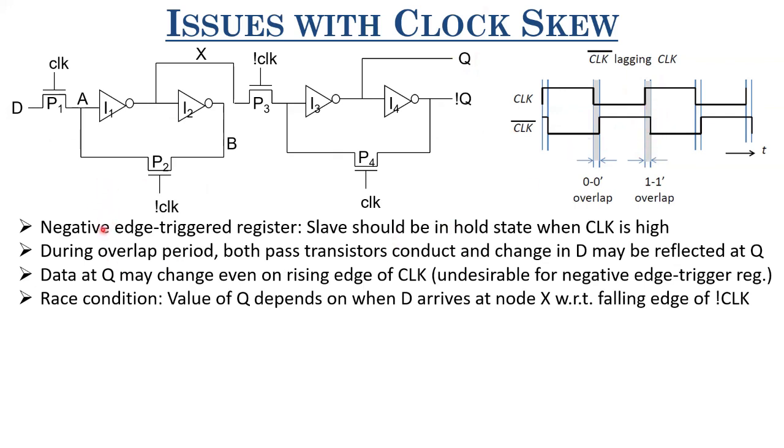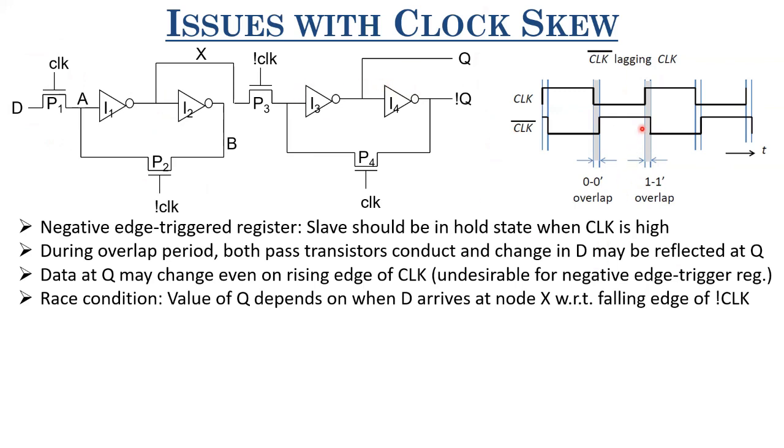So this is the race condition, that is, the value of Q here depends upon whether D has arrived at X before the falling edge of clock bar. If it has arrived before the falling edge of clock bar, then it may be passed to Q. So then it may lead to sampling of new data. So if it arrives before the clock bar falling edge, D changes the value of Q.